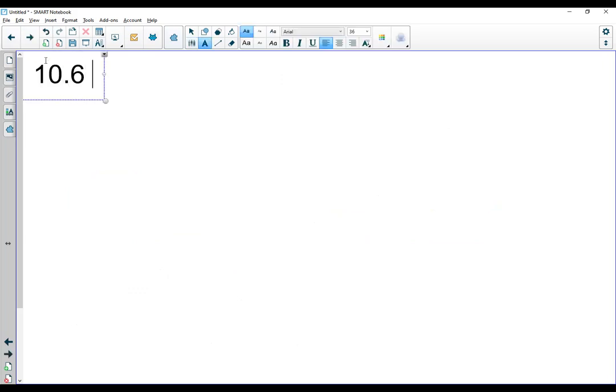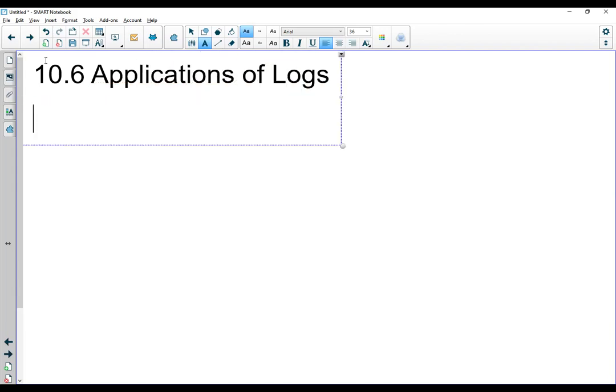10.6. Now, applications of logs. The review and how we use it is going to be using a calculator. These are impossible to do otherwise without a calculator. And there's some that's not on this review sheet. I will give you some that has to do with not a calculator. So let's do the calculator version first.